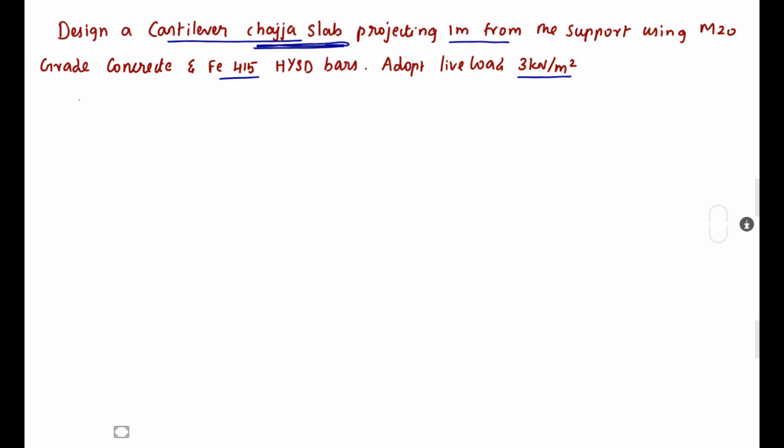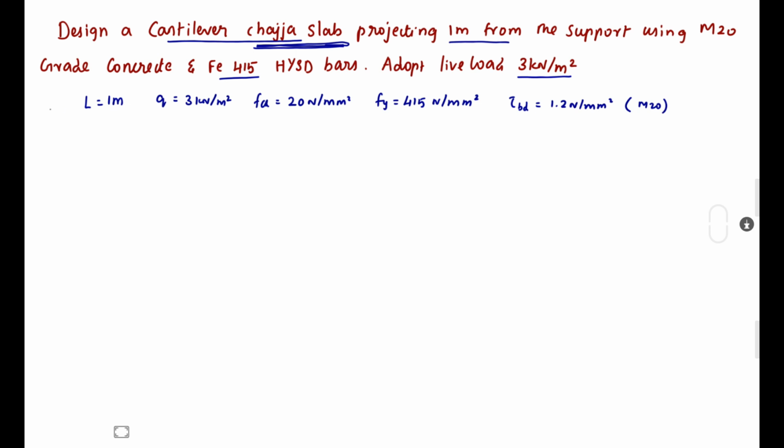Now the given data is L equal to 1 meter. Then live load is Q equal to 3 kilonewton per meter square. Then FCK is given, that is equal to 20 Newton per mm square. Then Fy value is 415 Newton per mm square. These are all the given values. Now we can find out the tau BD, that is equal to 1.2 Newton per mm square. It's taken from the IS456 because of the M20 grade concrete.